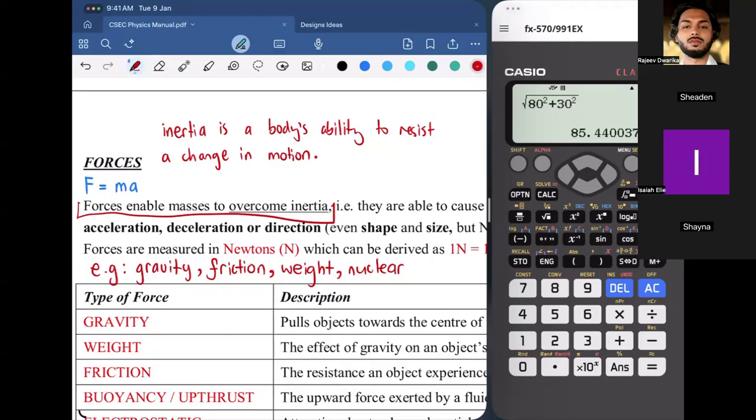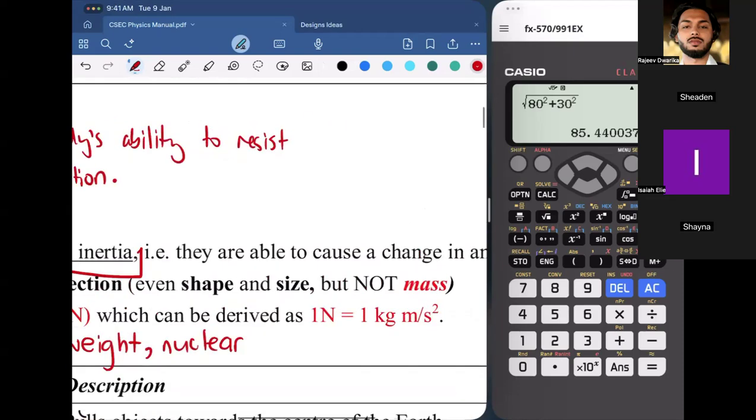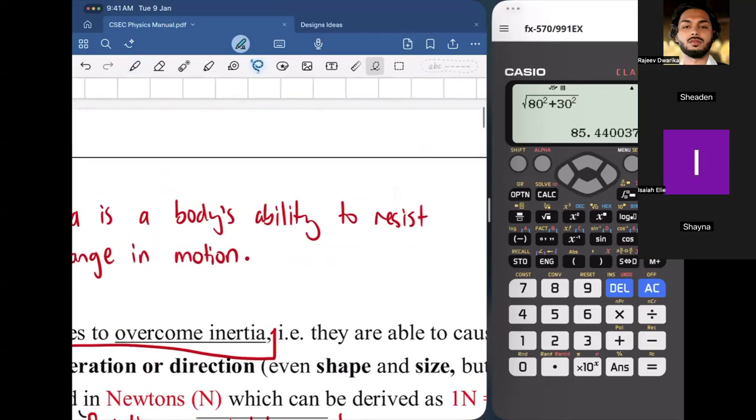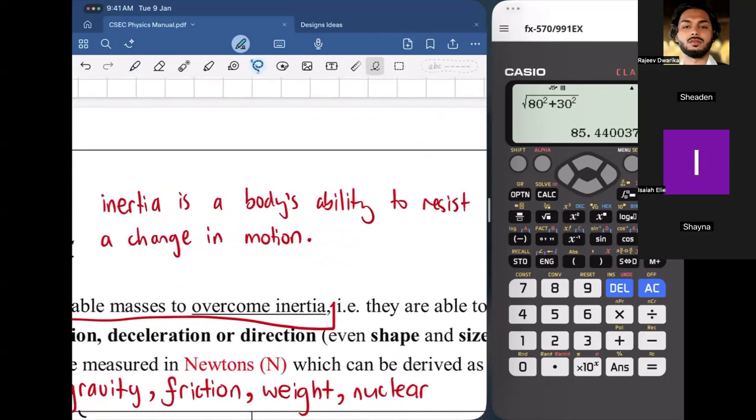So Newton's theorem says, if you have a ball on the ground and you don't apply a force, would it move or would it stay there? It would stay there. And to get it to move, you would need to apply a force. And if the force is not great enough, then you would not be able to overcome the body's inertia. So copy this down. Inertia is a body's ability to resist a change in motion, and you can add in, by virtue of its mass.